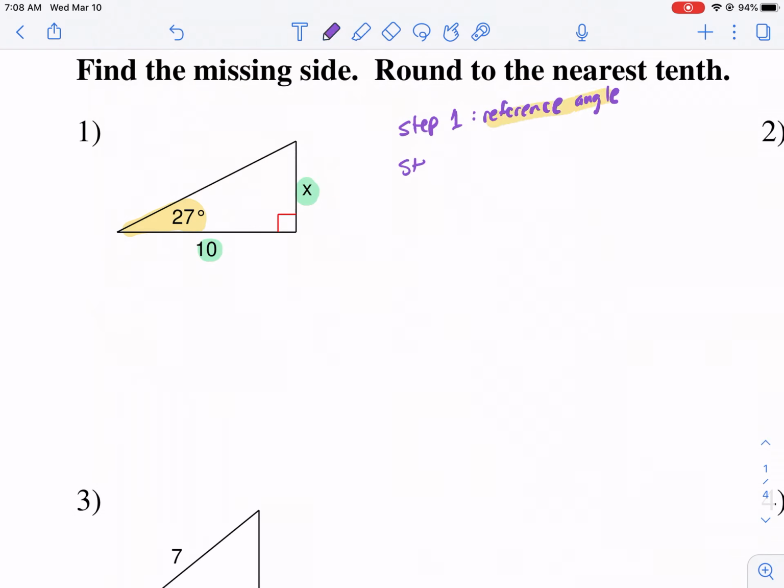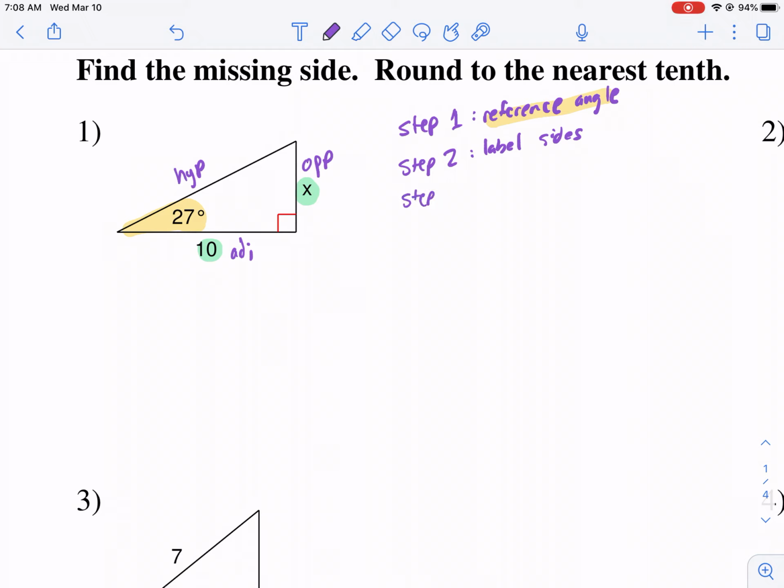Step two is label sides. So we want to label all the sides and figure out what sides we're working with here. The hypotenuse is always opposite the 90-degree angle, so we have the hypotenuse there. This is the adjacent side. It's always touching the reference angle. And then x is going to be our opposite side. So that's all labeled there.